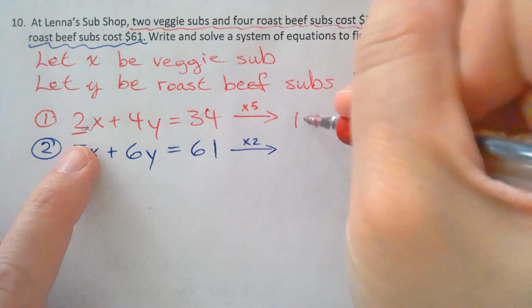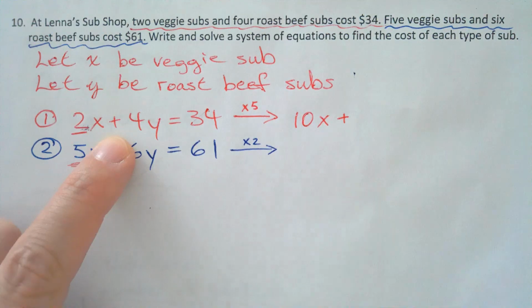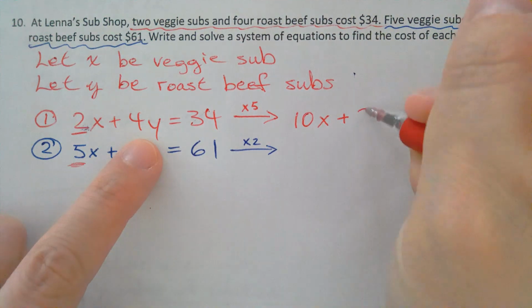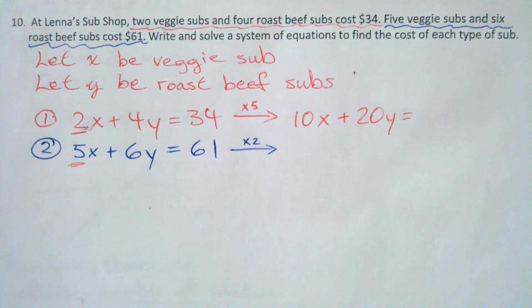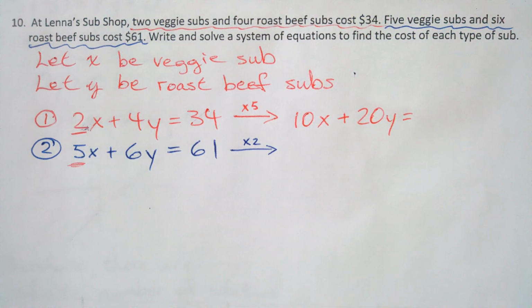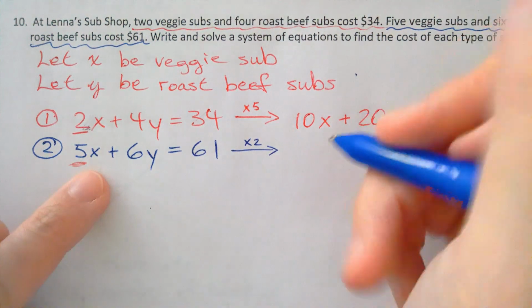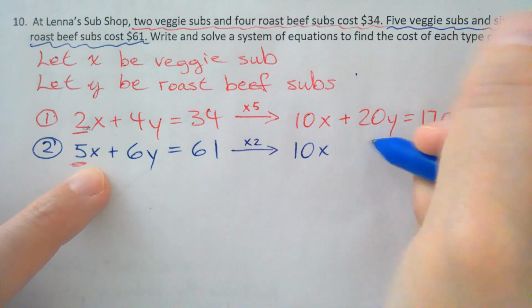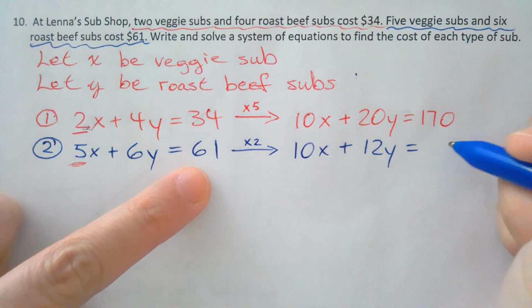Right? So 10x plus 20y. 34 times 5, I don't know what that is. Okay, thank you. Can you set up here? 1 times is equal to 170. 170? Okay. The bottom is 10x plus 12y equals 122. Good.